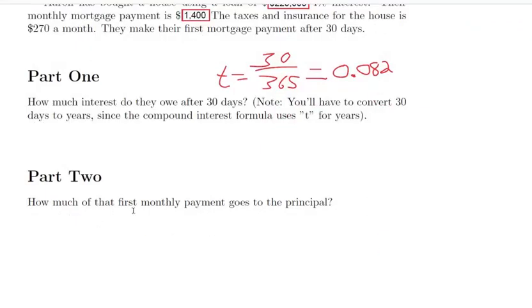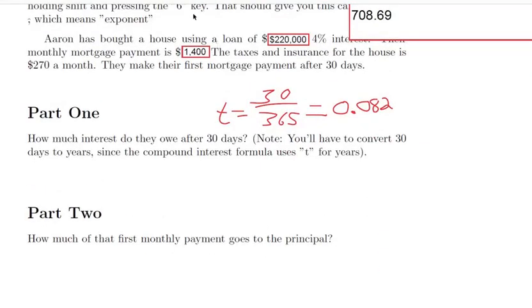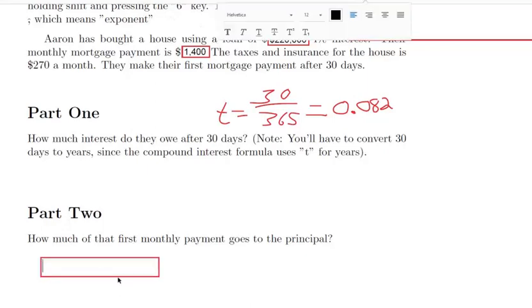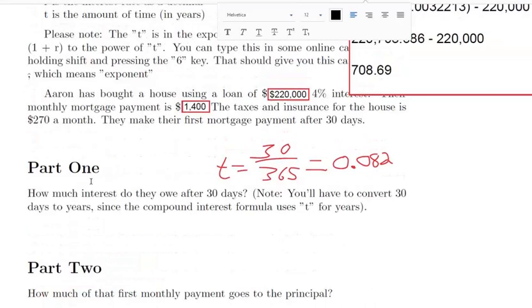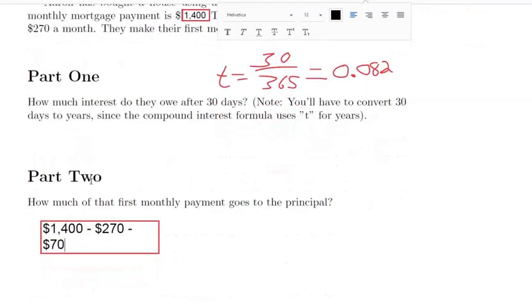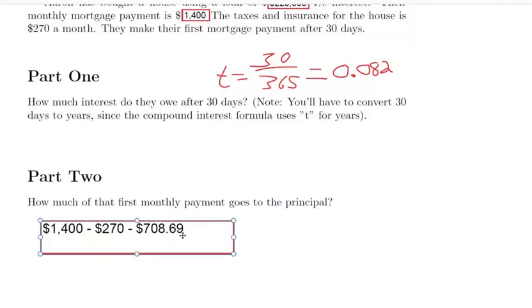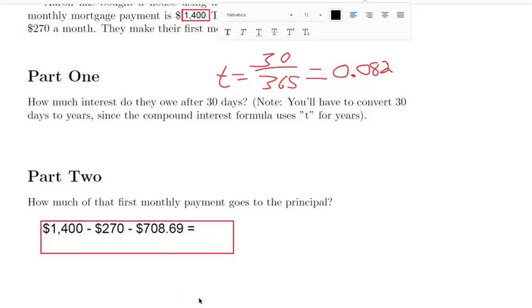Okay, part 2, how much of that first monthly payment goes to the principal? So this is a part that actually might be hard for younger students. Look, if you pay $1,400 every month for your mortgage, they usually roll your taxes and insurance into it. So you got to take out the $270 for tax and insurance, and then take out the money that we just calculated goes to interest, $708.69. And that's it for part 2.